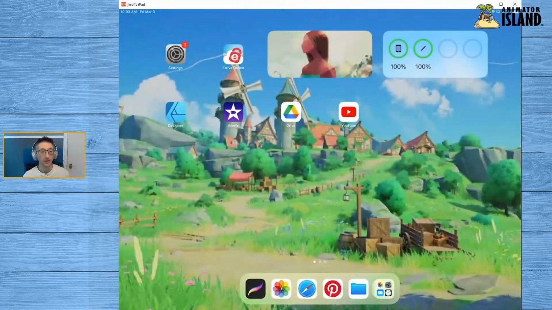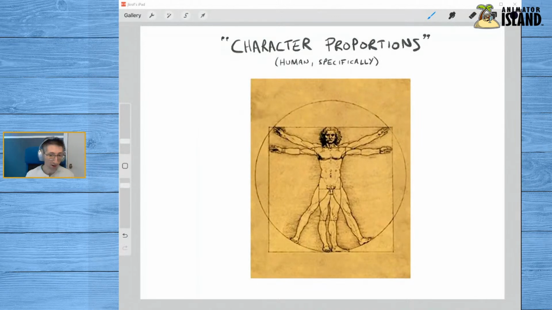So we're now going to be in the lecture section, and we're going to talk about character proportion. So let's get right into it. I'm going to share the iPad, and I will go down in the little corner, and I'll jump back and forth, and we'll talk about some things. So here we go. Character proportions.